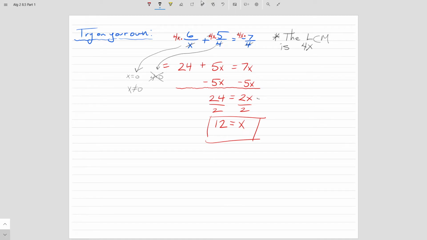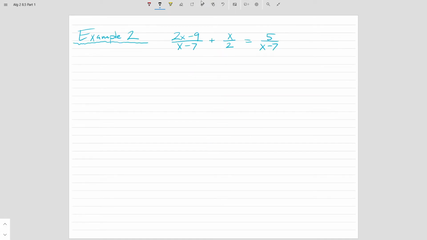Okay, let's move on. Let's try a little bit harder one. So we've got 2x minus 9 over x minus 7 plus x over 2 equals 5 over x minus 7. Well, we've got different denominators all over the place. So what I need to do first is figure out my least common multiple, or my common denominator. My common denominator, I've got two different factors. I've got an x minus 7 and I've got a 2.